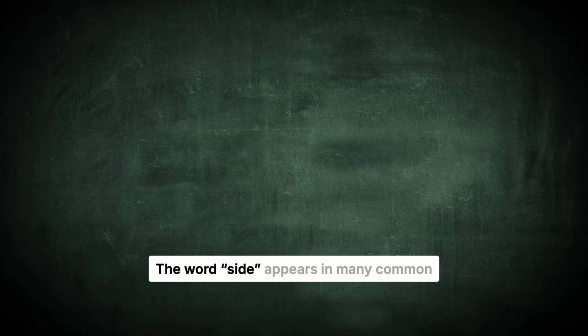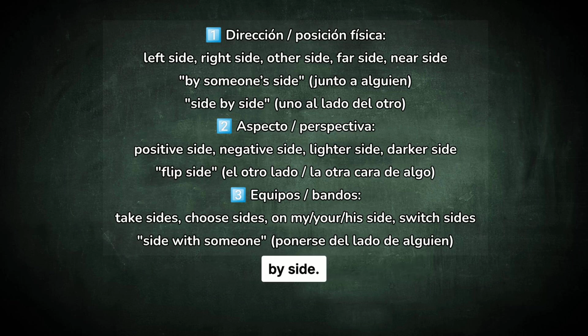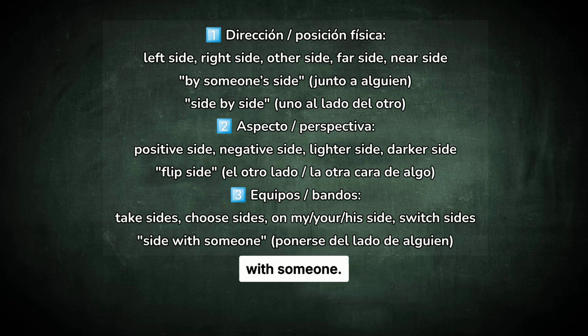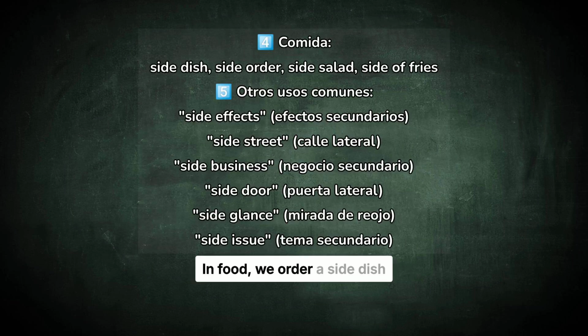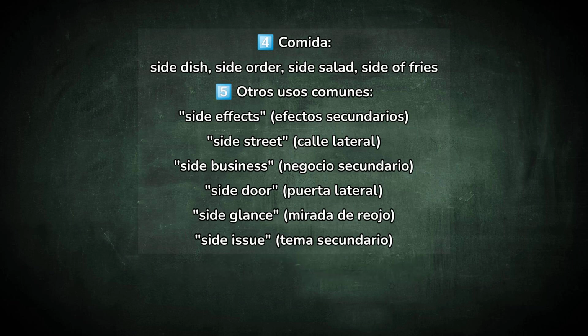The word side appears in many common collocations. We talk about the left side or right side and people standing side by side. It can mean a perspective, like the positive side or the flip side. In conflicts, you take sides or side with someone. In food, we order a side dish or a side of fries. You'll also hear expressions like side effects, side street, side business, or even a side glance.